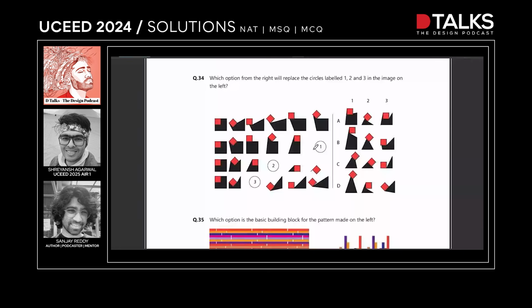24. Which option from the right will replace the circles labeled 1, 2, and 3 in the image on the left? So it's like it's trying to topple off, basically, right? There's not really much to explain in this question. It's just what makes sense. It's always like a flow. There's not really a jerky movement in this. Think of it like a smooth animation, each step is following the previous one in some way or the other. That's what you're basically doing again.